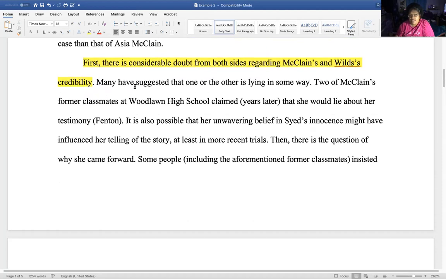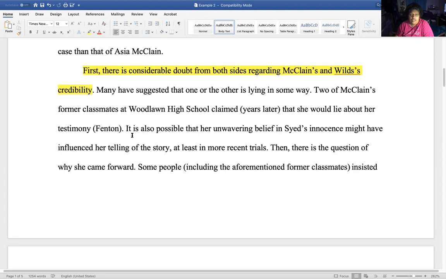The next sentence: "Many have suggested that one or the other is lying in some way." And then she starts talking about McLean first, right? "Two of McLean's former classmates at Woodland High School claimed years later that she would lie about her testimony." And she got this particular information from the Fenton article, right? And it's listed in her works cited page. "It is also possible that her unwavering belief in Syed's innocence might have influenced her telling of the story, at least in more recent trials. Then there's the question of why she came forward."